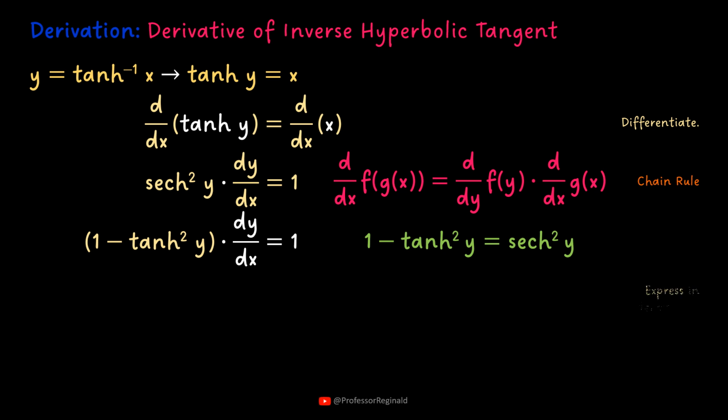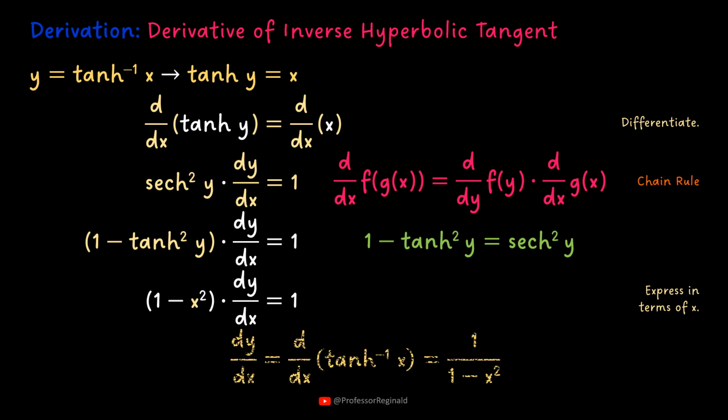Afterwards, express the equation in terms of x. Substitute x equals the hyperbolic tangent of y. Divide both sides of the equation by the quantity 1 minus x squared. Therefore, the derivative with respect to x of the inverse hyperbolic tangent of x is equal to 1 all over the quantity 1 minus x squared.